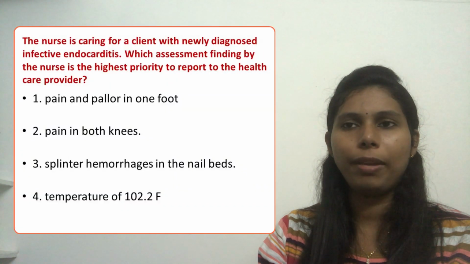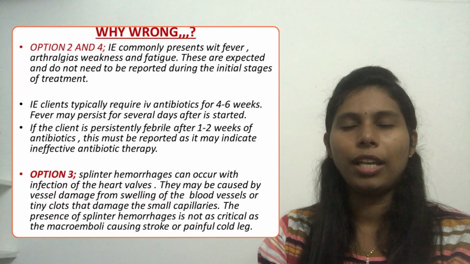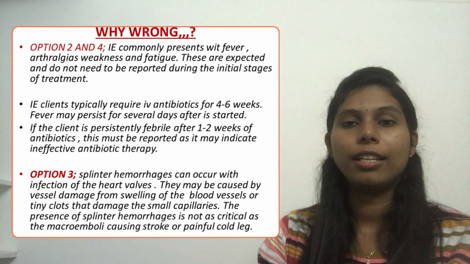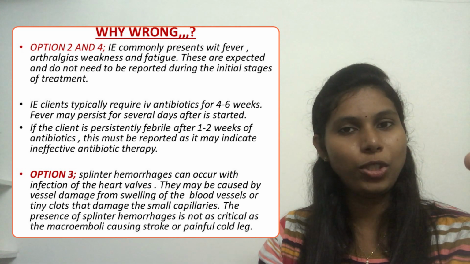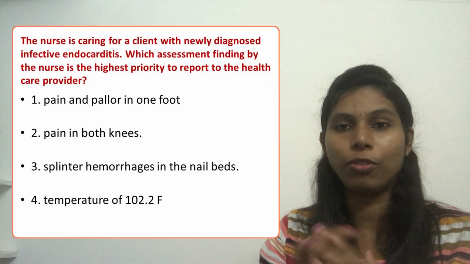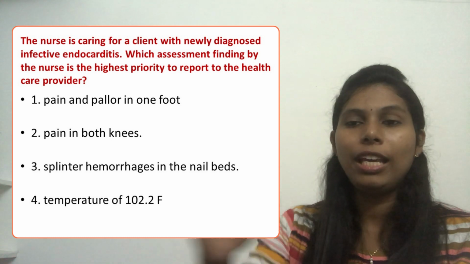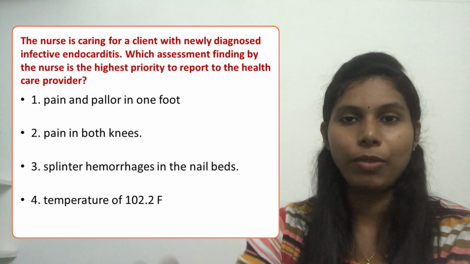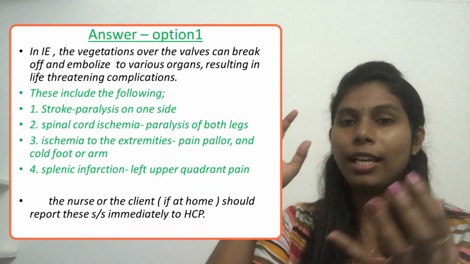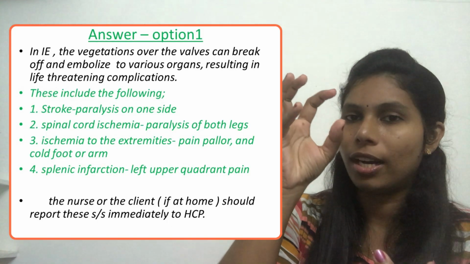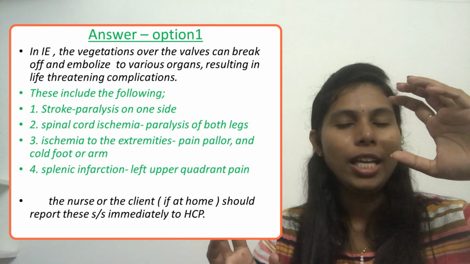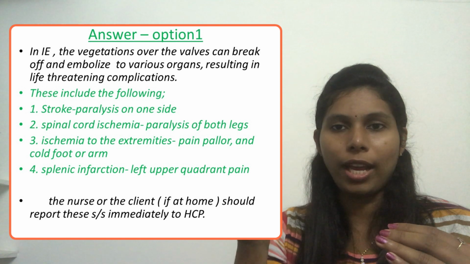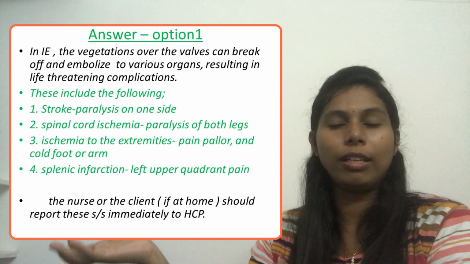Another point is pain in both knees. Arthralgia or arthritic pain is also a clinical feature related to infective endocarditis, and it is not much of a priority when compared with which one? Option 1, pain and pallor in one foot. Why? We have studied that it is an inflammation of the inner layer of the heart and the valves. So when the valves are inflamed, there is a chance that emboli will break off and move to other organs.